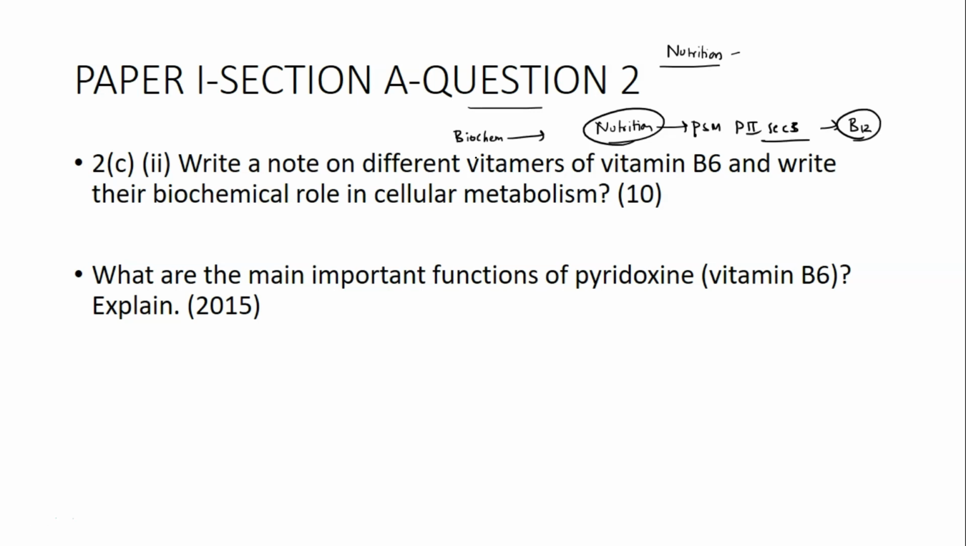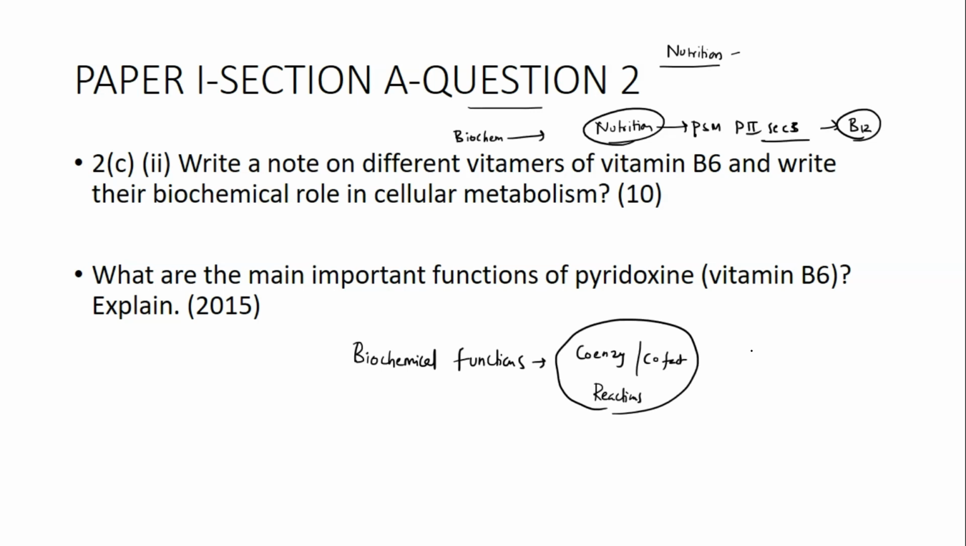When you're reading from a biochemistry point of view, they'll ask you one simple question, that is biochemical functions. That means you have to give what is the coenzyme or cofactor associated with the particular vitamin, and what are all the reactions in which it participates. This is the biochemical aspect of nutrition, right? And the tests which we do for urine detection or serum detection, that is the deficiency and all.